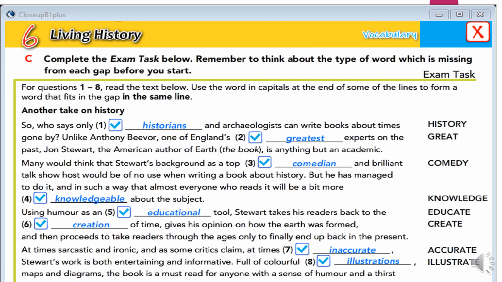His creation of time gives his opinion on how the earth was formed. Using humor as an educational tool, Stewart takes his readers back to the past and then proceeds to take readers through the ages only to finally end up back in the present. At times sarcastic and ironic, and as some critics claim, at times inaccurate, Stewart's work is both entertaining and informative, full of colorful maps and diagrams. The book is a must-read for anyone with a sense of humor and a thirst for knowledge. Illustrations.